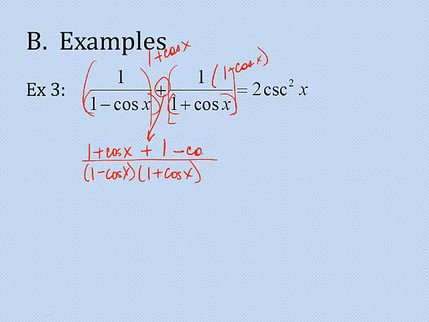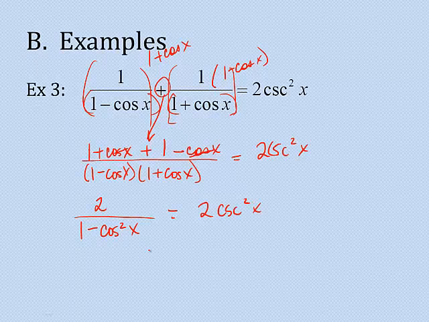1 minus the cosine of x is equal to cosecant squared of x. Now let's clean this up a little bit, all right, guys? What do I have here? I got 1 plus 1 is 2. Cosine minus cosine is 0, right? Okay. On the bottom, if I FOIL or box this out, it's a difference of squares, right? So the middle terms are going to go away, and it's going to be 1 minus cosine squared x equals 2 cosecant squared of x.